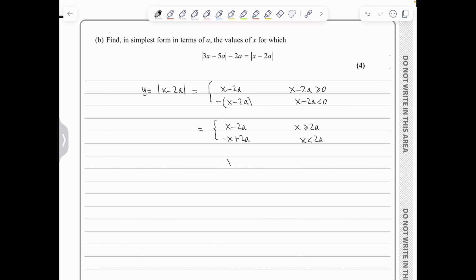We can identify the vertex here as being at x is 2a, and when x is 2a, if we substitute it here, we can see that y is 0. So the vertex is found at 2a, 0, which means I can go back to my graph and add the extra sketch of the modulus of x minus 2a to see exactly how I can proceed to find the points of intersection and therefore the solutions to the given equation.